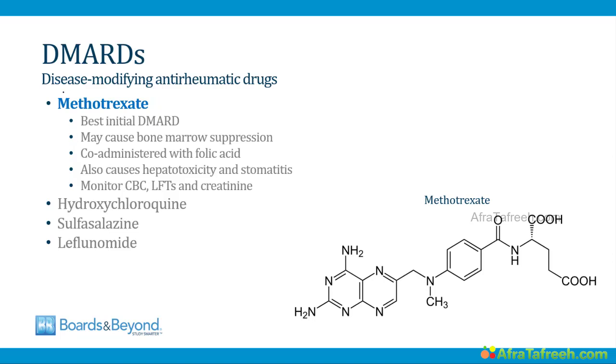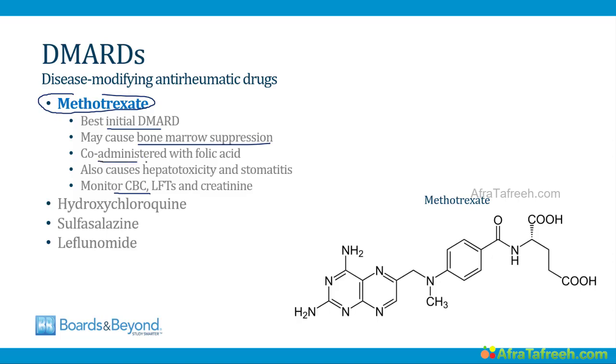In terms of DMARDs, what you want to know for your boards is that methotrexate is the best initial DMARD. This is the classic treatment for rheumatoid arthritis. It's also high yield for your boards to know some of the side effects of methotrexate because there are a number of these. First of all, methotrexate inhibits folate metabolism, so it can suppress the bone marrow. So the CBC is always monitored in patients taking this drug.